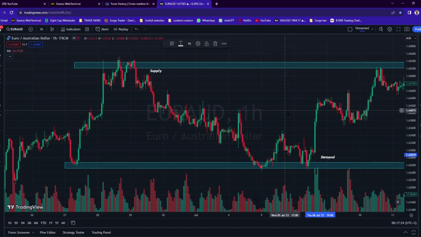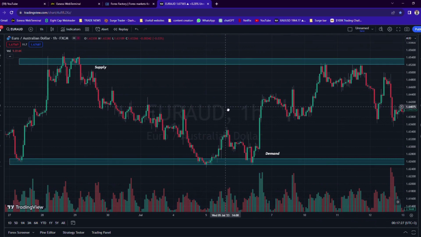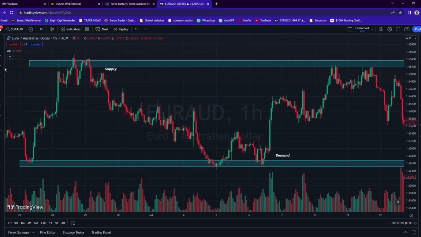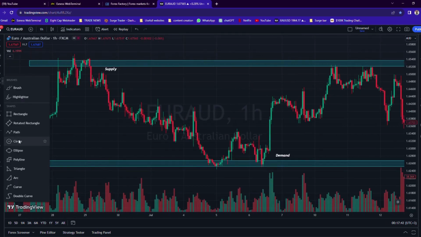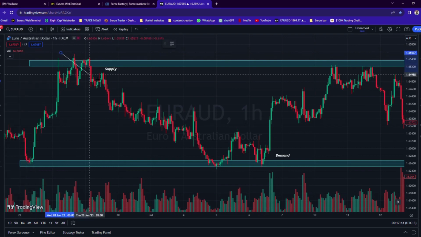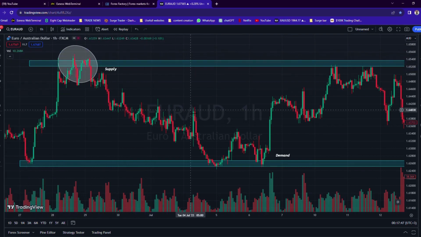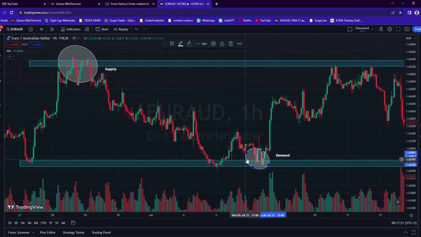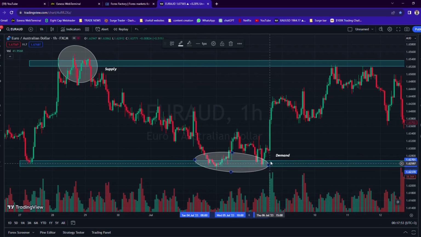So basically we are going to look at this example of a Euro AUD. This is a 1 hour chart and we are looking at a date of 28th June. We are starting from there and we are going to start with this example right here. Now this, as you can see, we are taking this as our supply zone. So this is a supply and this right here is a demand, or the entire set right there is a demand.